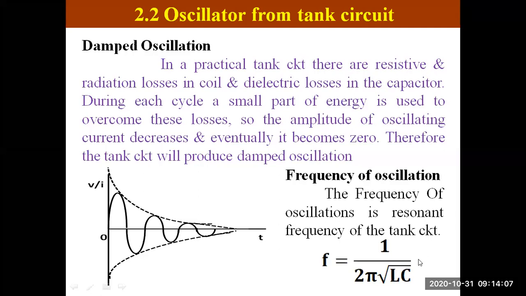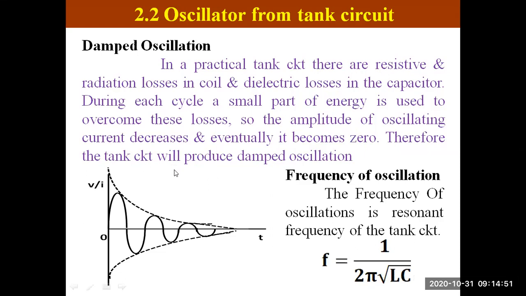What is the frequency of oscillation produced by this tank circuit? The frequency of oscillation is nothing but the resonant frequency of the tank circuit. It is given by the equation f equals 1 divided by 2π square root of LC. We determined the resonant frequency of the LCR series circuit in BSc part one: it is given by f equals 1 divided by 2π square root of LC.